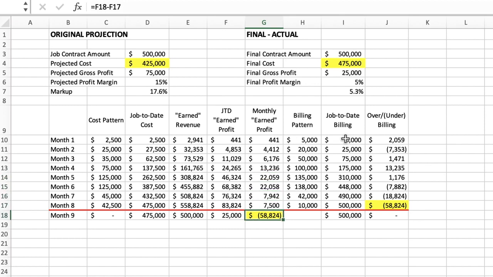Now, when you do learn that your budget is a bust or something else has happened in your job, you should adjust your expectations in the system as soon as you learn about it.